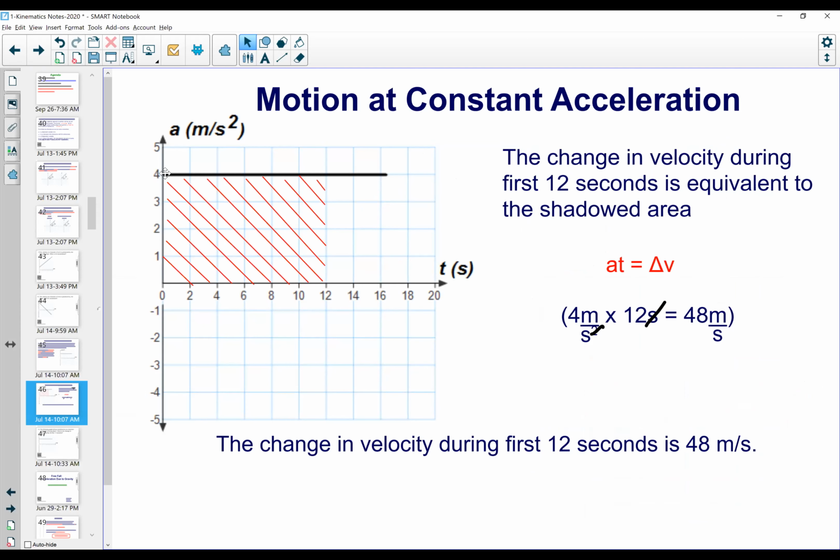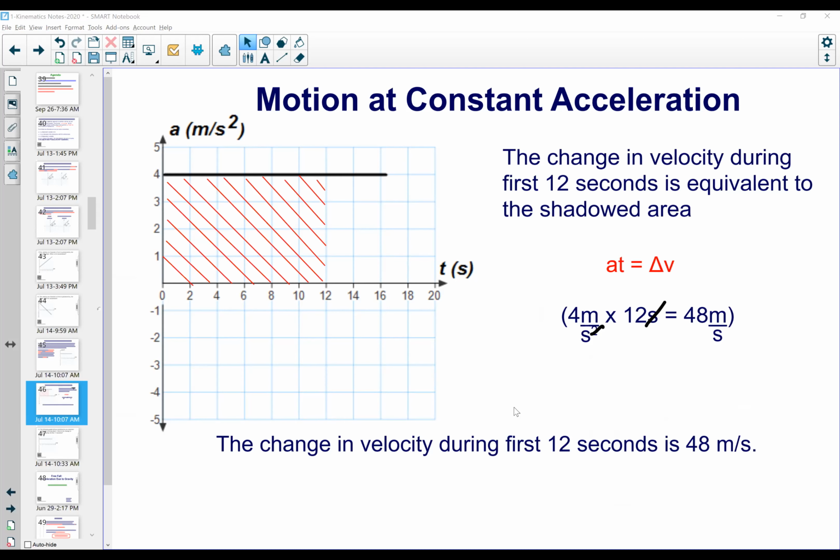So the vertical change, I guess, the vertical range of acceleration is from 0 to 4 meters per second squared. And we're only evaluating it for the first 12 seconds. So the height of this box is 4 and the width of this box is 12. The height is in meters per second squared because that's the acceleration axis. And the width is in seconds because time is the x-axis. And when we multiply those, we see that the seconds cancel and we end up getting 48 meters per second.